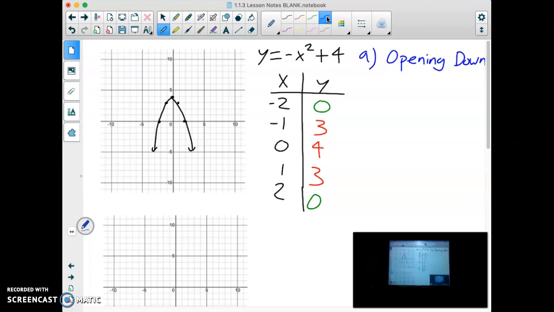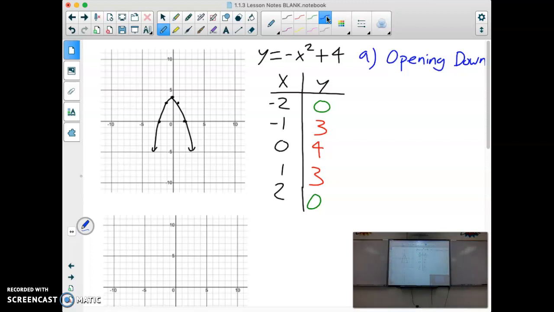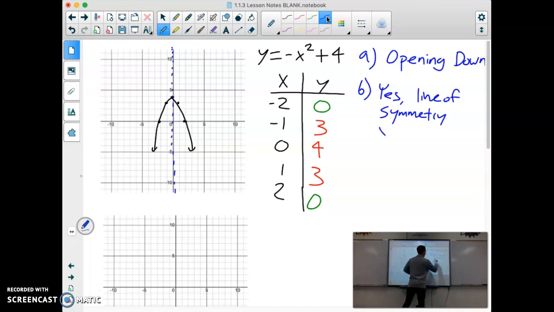So if you look at this picture here, I think if we were to fold it along the y-axis there, this side would fold over that side and should match up perfectly. So for part B here, yes, there is a line of symmetry. And what is that line? So right now, this vertical line would be x equals 0.